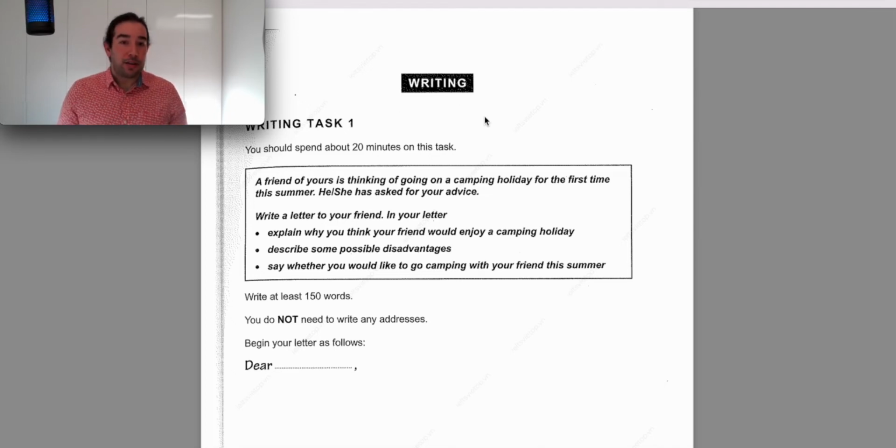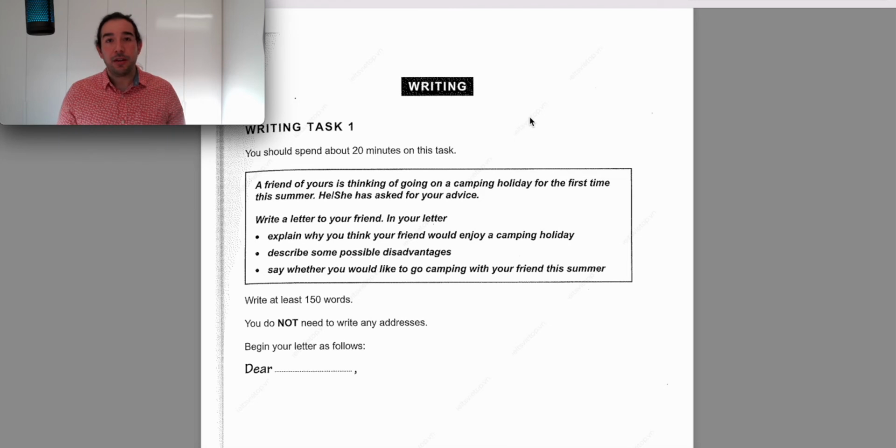Then we have the writing section. On the writing section, we have 1 hour and we have to do 2 tasks on IELTS, academic or general. In this case, we've got a letter that we have to send to a friend. This is probably the biggest difference between IELTS academic and IELTS general. If you're doing academic, you are not going to get a letter, you are going to get something slightly different. Let me show you.